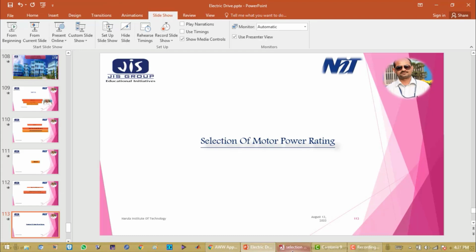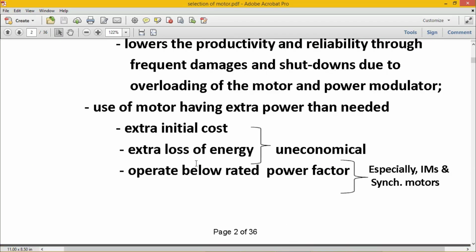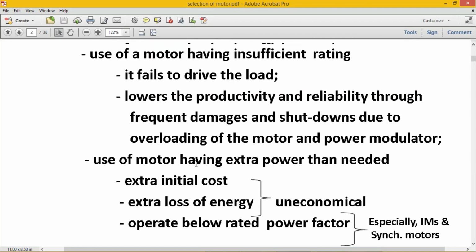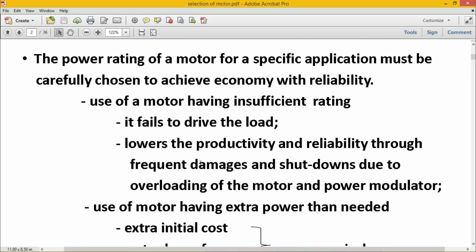We should know that the power rating of motor of a specified application must be carefully chosen. So when we are choosing the motor for a particular application, whether it can be a domestic application or it can be an industrial application, we should choose very carefully, because to achieve the economy with reliability.